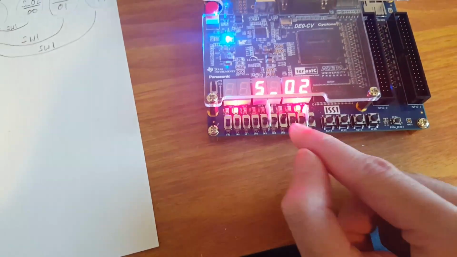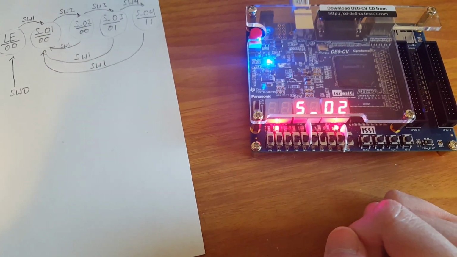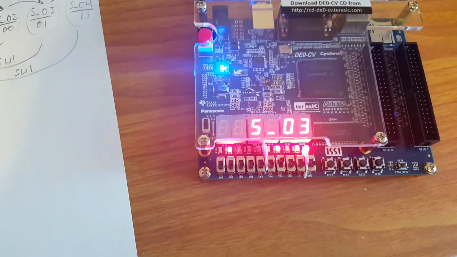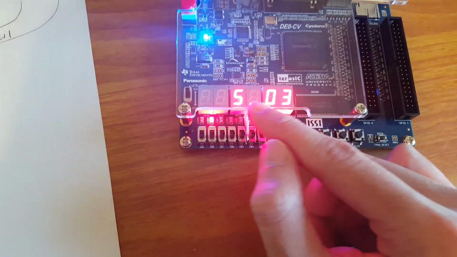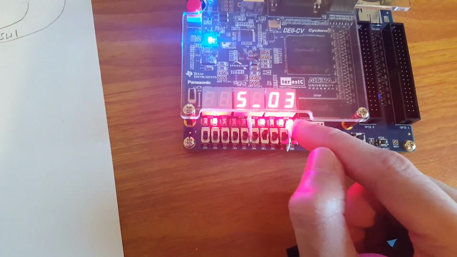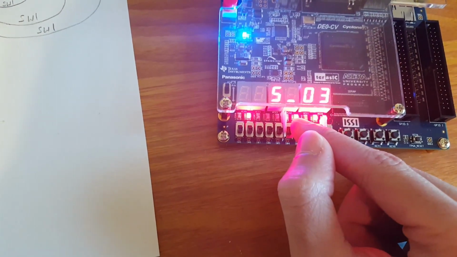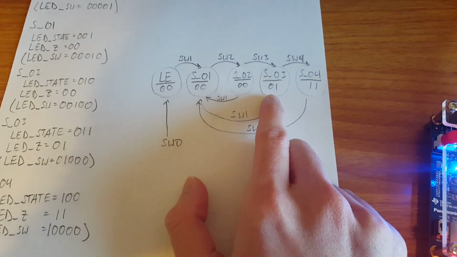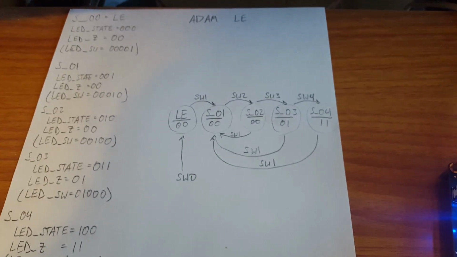Next, we will transition to state 3. Once we turn on switch 3, we see that the corresponding LED for switch 3 turns on, and when we clock, we see that the machine does transition into state 3 as denoted by the hex display as well as the LED state, which shows 011. And we also see that the output on these two LEDs shows 01, which matches the specifications of our state diagram.